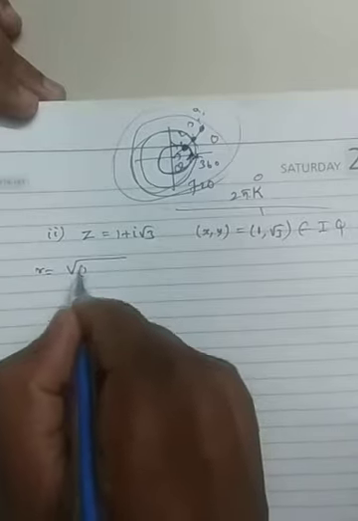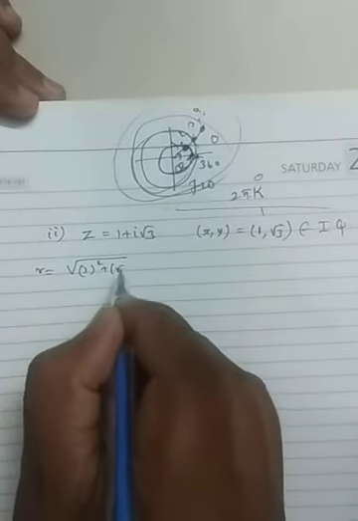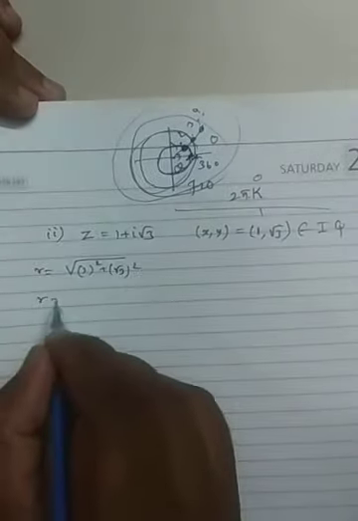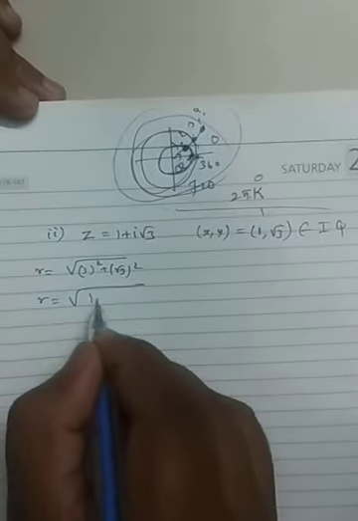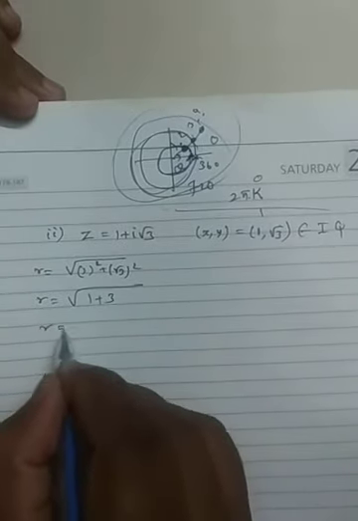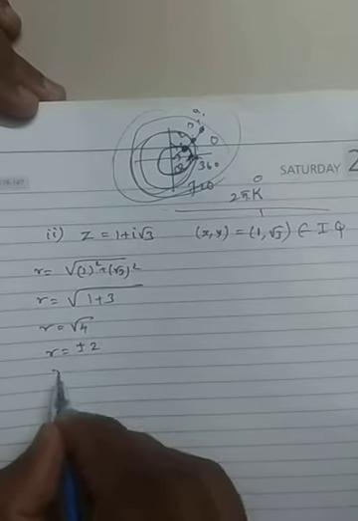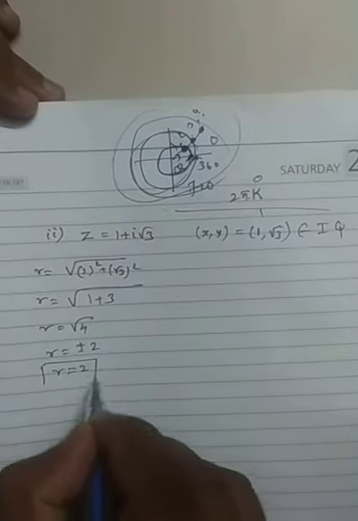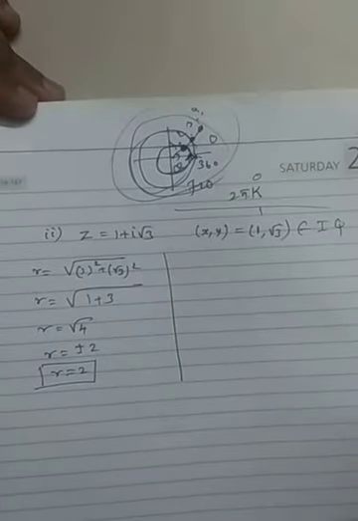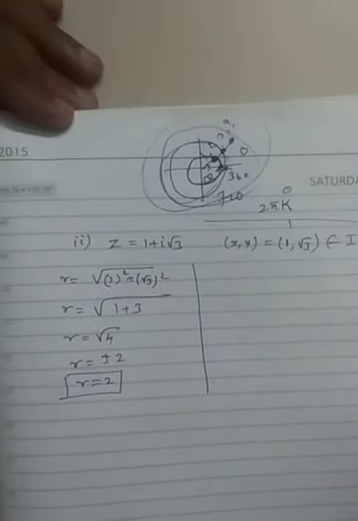So what is the r value? Root of 1 square plus root 3 whole square. You do it. 1 square is 1, root 3 square is 3. So 1 plus 3 is 4. Root 4 value will come as plus or minus 2, but since it is a modulus, you take only 2. Is it clear?